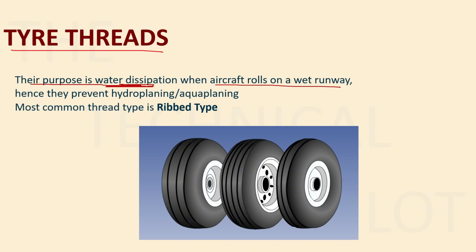When the aircraft rolls on a wet runway, the treads prevent aquaplaning or hydroplaning. The most common type of tire tread is known as a ribbed type. These that you're seeing can be in various patterns. Some tires might have a cross pattern. So the most common tread type is the ribbed type, and what you're seeing here is a ribbed tire, right?